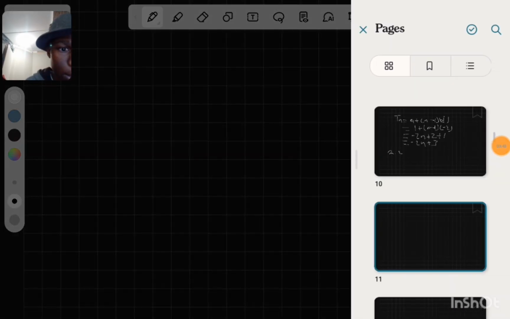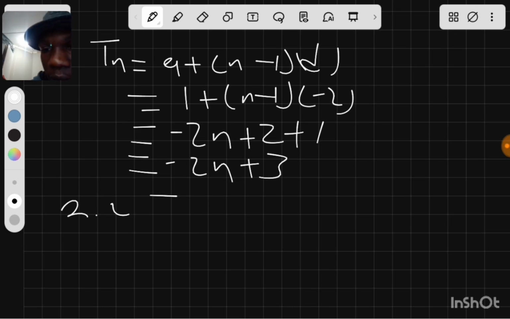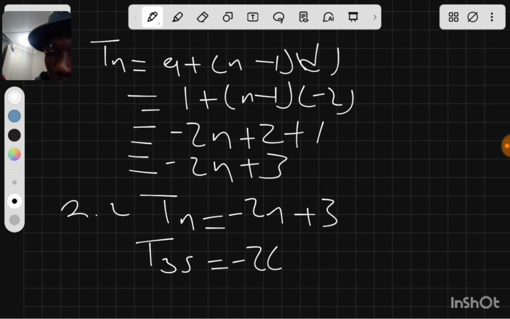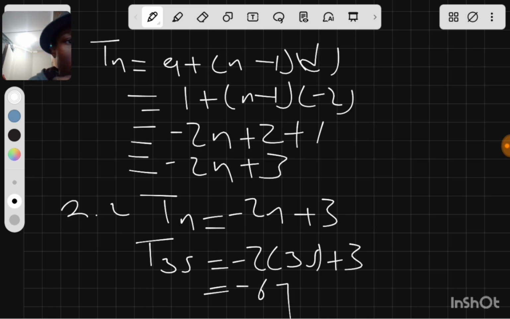The Tn that we got in 2.1 is equal to minus 2n plus 3. But they need which term? It's T35. Now we're going to insert 35 here, which is equal to minus 2 into 35 plus 3, which gives us minus 67. So yeah, that's it.